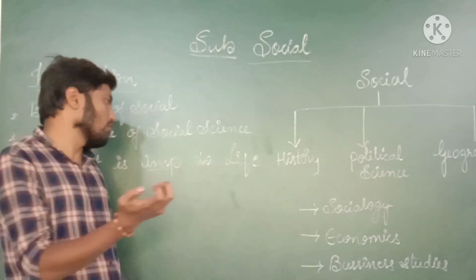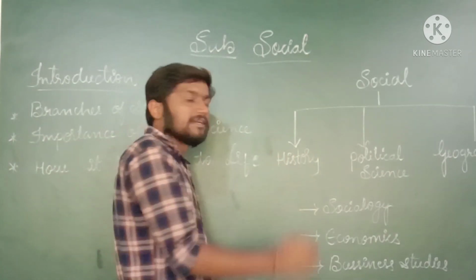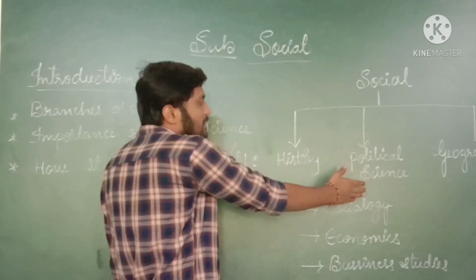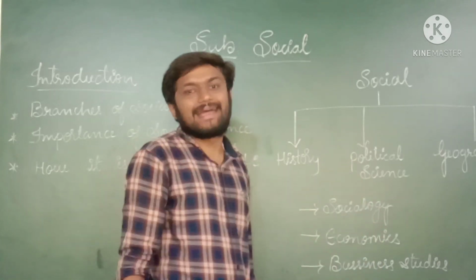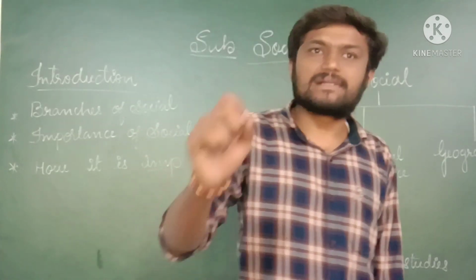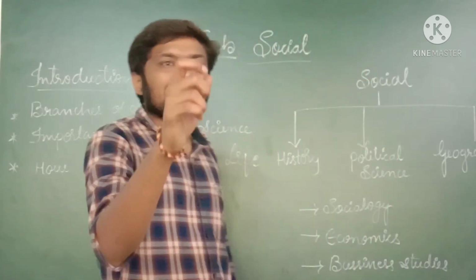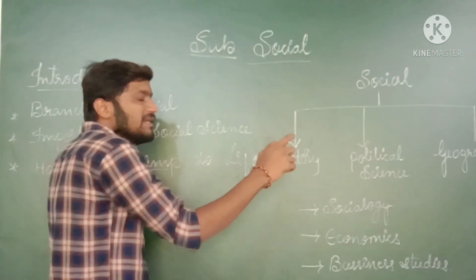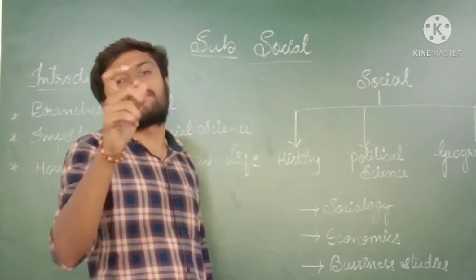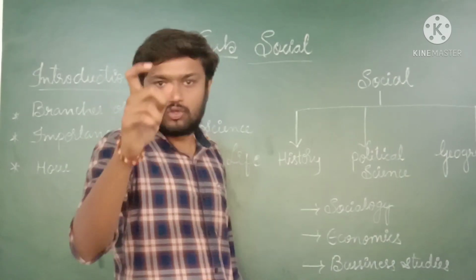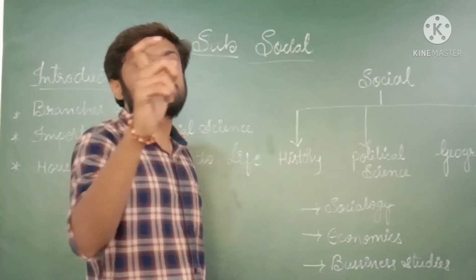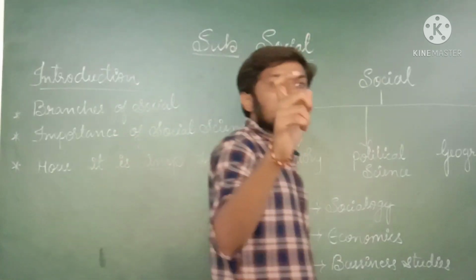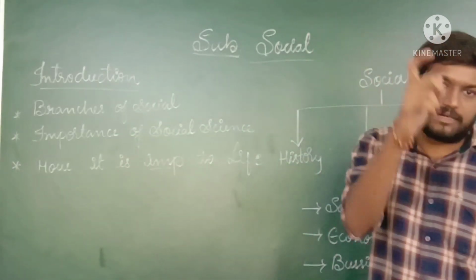All these things we are going to discuss in our history topics. And the next important thing is political science. As the name itself indicates, political science means the administration system of our nation. As you all know, India is a country which has a democratic system of administration.